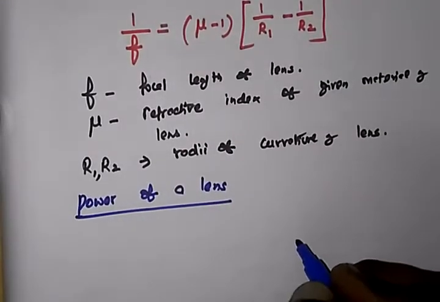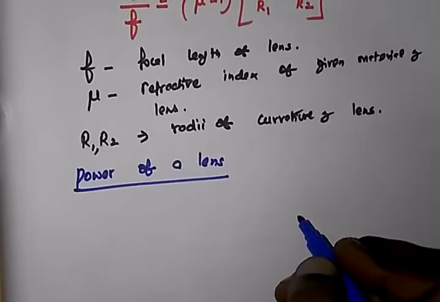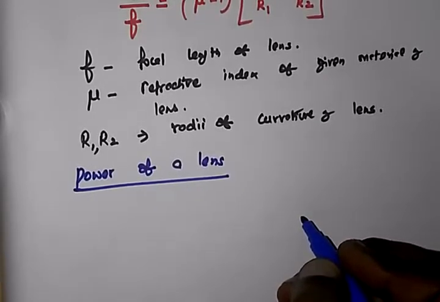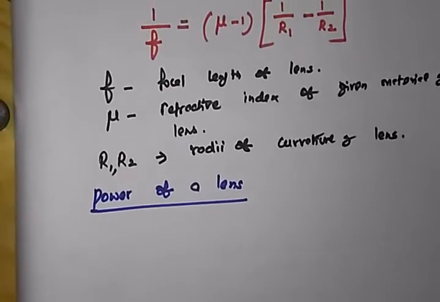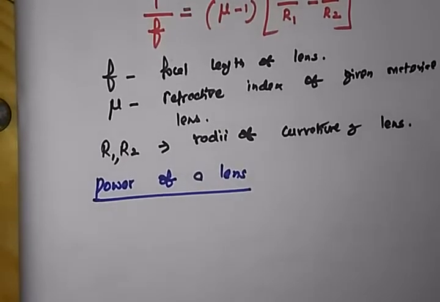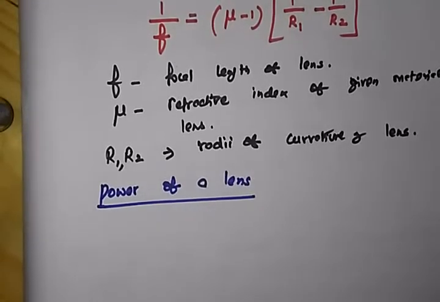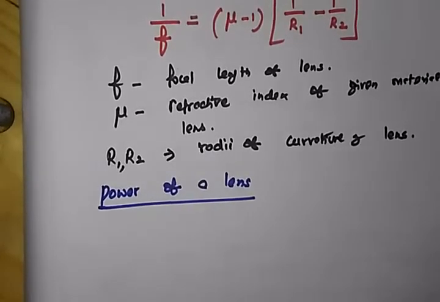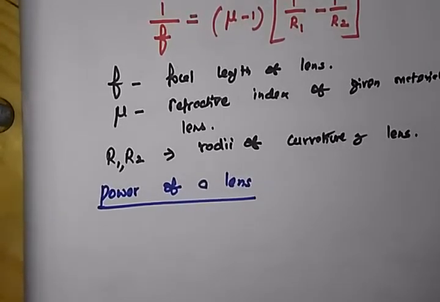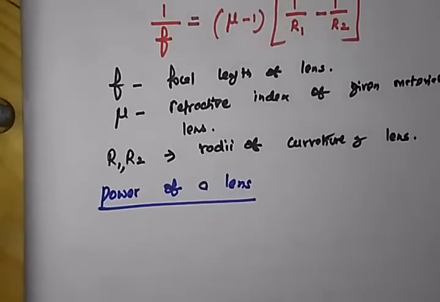Power of a lens. So when a light ray falls on a lens, it has some ability to converge or diverge, depending on the focal length of the lens.